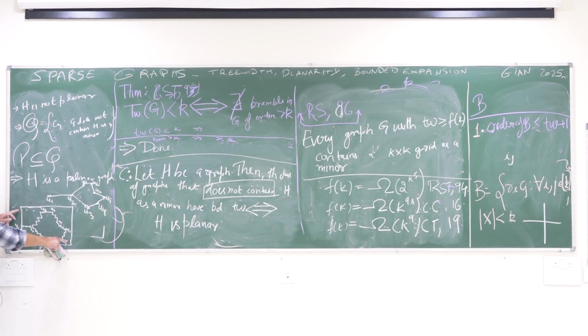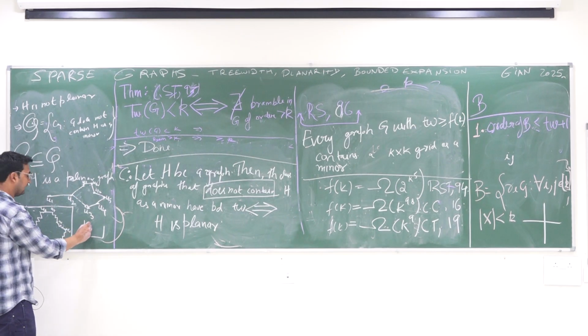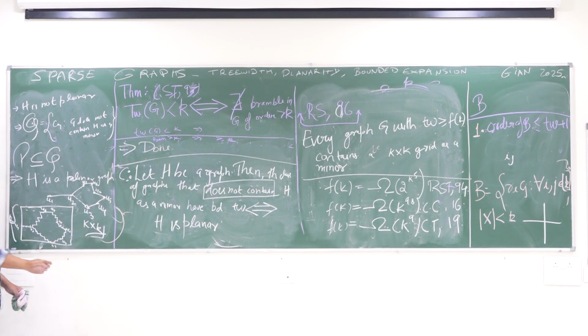Okay. Since my graph cannot contain this as a minor, it cannot contain my bigger grid as a minor, and hence its tree width is bounded by my f of k. So there exists some k for which you can do this for every planar graph. Since your H is a fixed graph, there exists a k for which you can exclude a k by k grid. And since you are excluding a k by k grid, tree width is at most f of k.